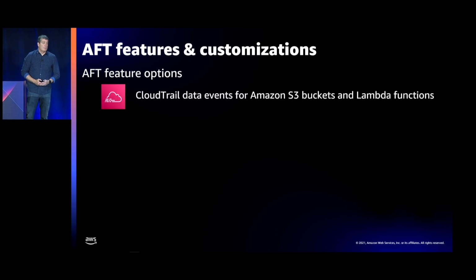If you're looking at our feature options, these are the ones that are feature flagged. And if you're looking at the feature flags, the first one is the ability to turn on CloudTrail data events. Control Tower already turns on your CloudTrail management events, but this is an optional way if you wanted to enable the data events as well.